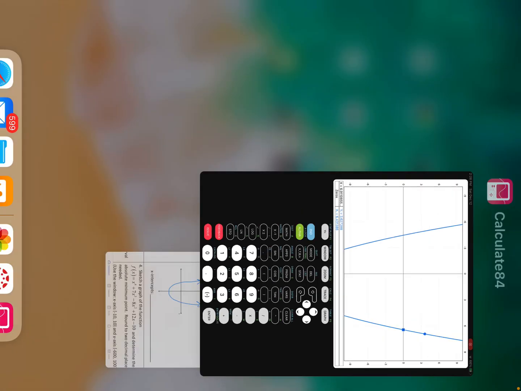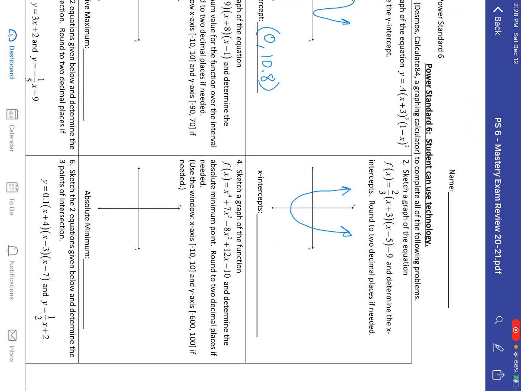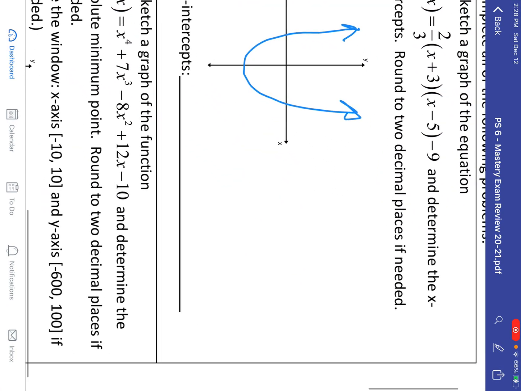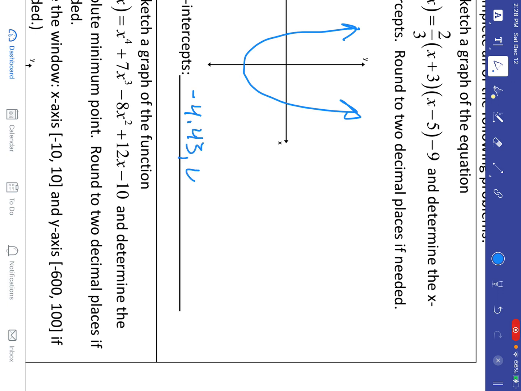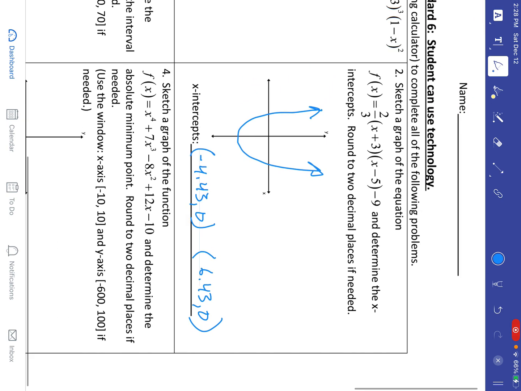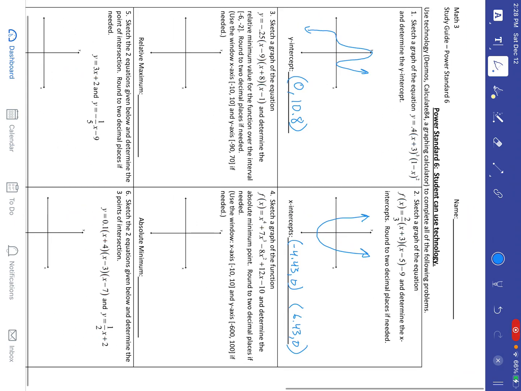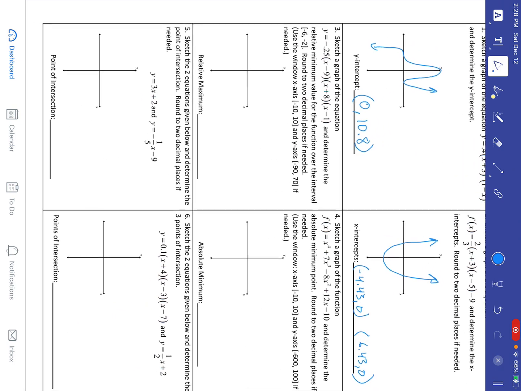So we're going to take those two numbers, and we're going to put them into our problem over here. So I'm going to write them as points. You don't necessarily have to. I'm not going to be that picky on the master exam. So the first one is negative 4.43 comma 0, and the other one is 6.43 comma 0. So those are the two x-intercepts of our graph. Okay.